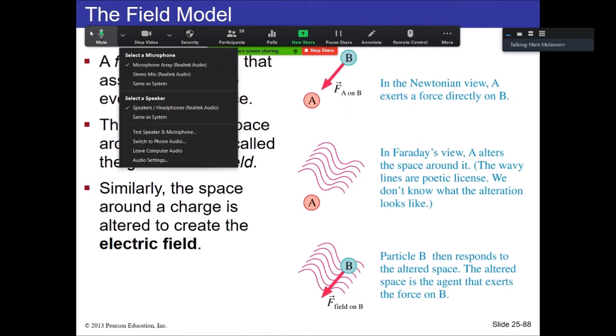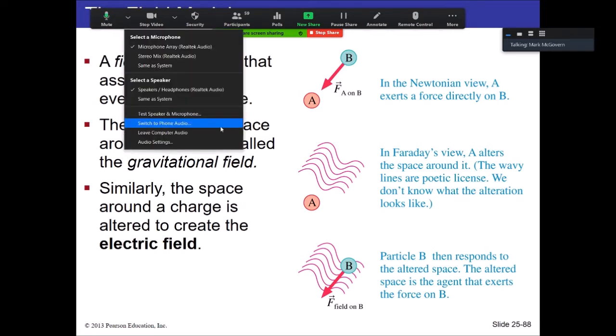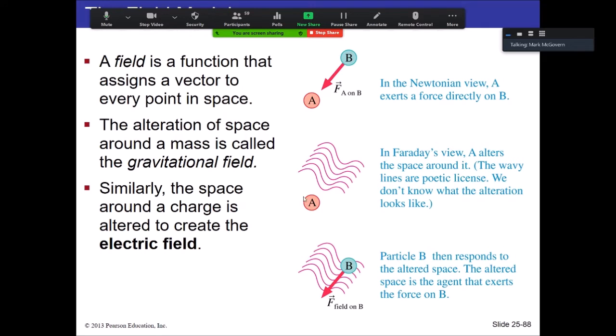The idea is that you have sources and test charges, and that the alteration of space is due to the source charges there. You don't really need to have those test charges in there. So we have this object here: A produces the field. B responds to the field.